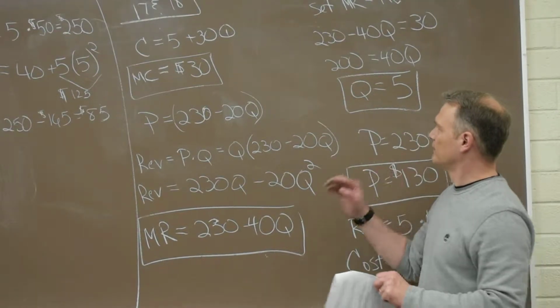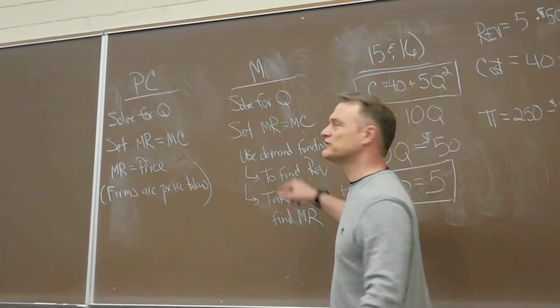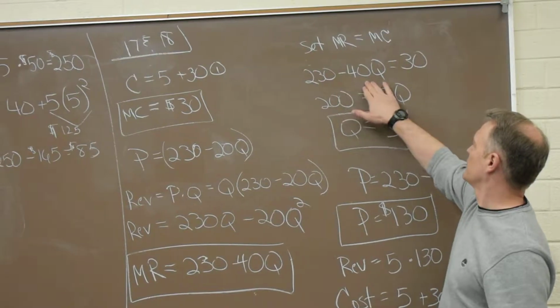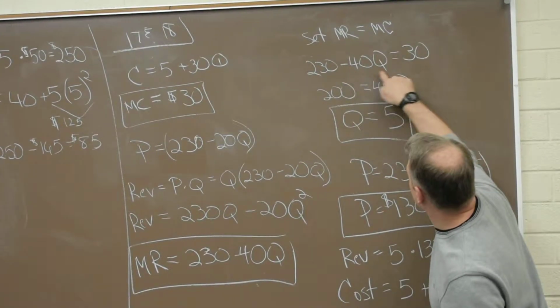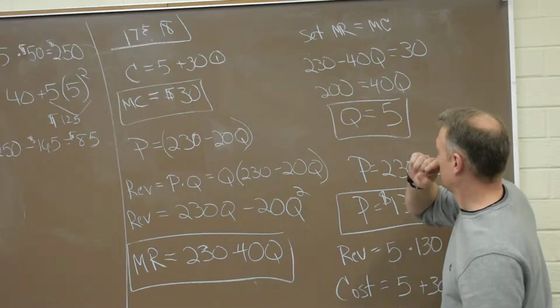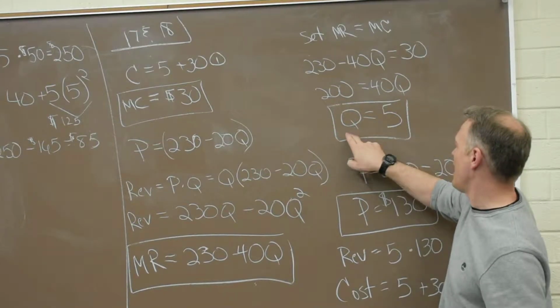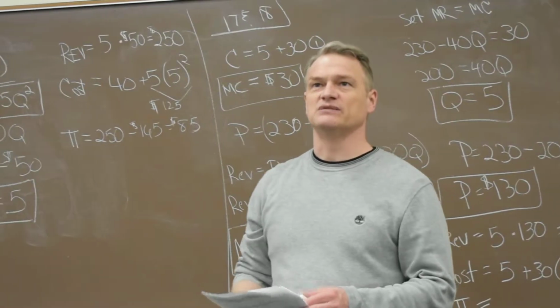Okay, so now what am I going to do? I'm going to set marginal revenue equal to marginal cost. So 230 minus 40q equals 30. I'm going to move that 30 over here and that 40q over here. So I get that 40q is equal to 200. So quantity is 5. That's the answer to number 17, which is B as in boy.